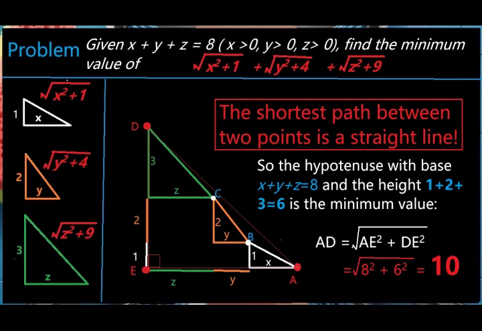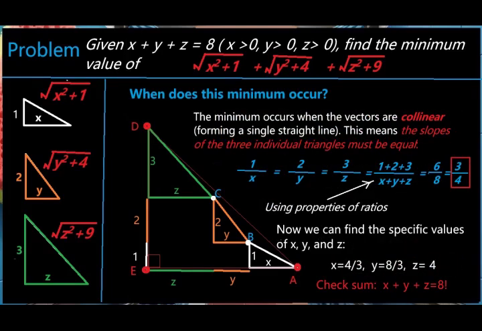Applying the Pythagorean theorem, AD equals the square root of the square of 6 plus the square of 8, then equals the square root of 36 plus 64. Finally, the square root of 100 equals 10. Therefore, the minimum value of the given expression is 10. When does this minimum occur? The minimum occurs when the vectors are collinear, forming a single straight line.